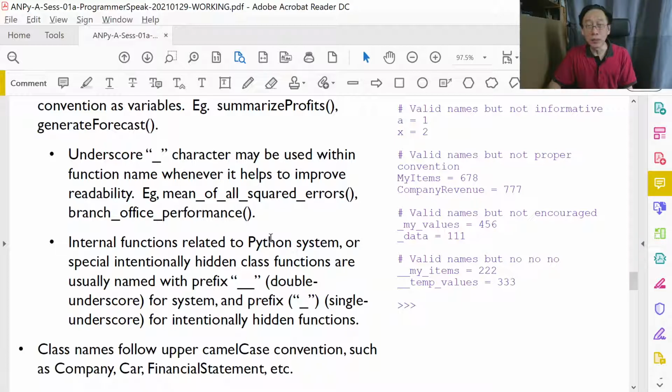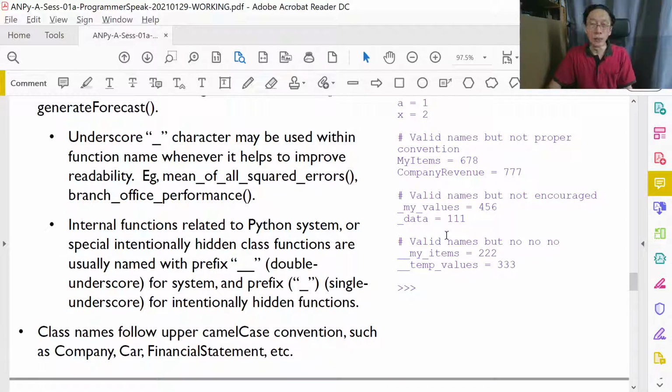Now, one thing to talk about naming, right? Variable names are quite easy to remember. All alphanumeric characters are allowed. You can use ABC123, ABC456. But the first character has to be either alpha or underscore. So it is okay to have _my_values. It is valid, it is acceptable to Python, but not encouraged.